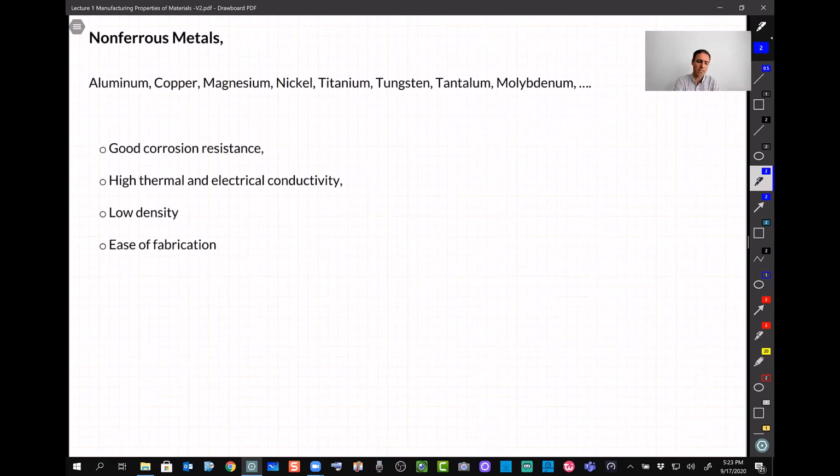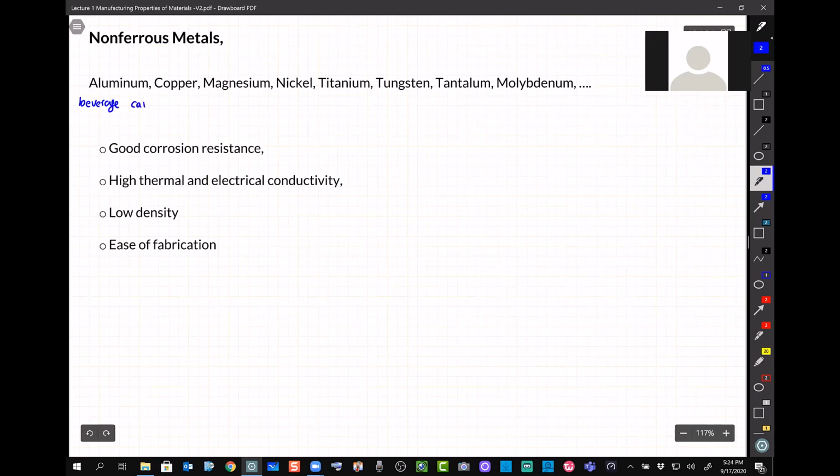The second category is non-ferrous metals. And there are a variety of non-ferrous metals, such as aluminum, copper, and you name it, titanium, tungsten, tantalum, and so on. Their application depends on their property. For example, aluminum has a lot of application. For example, we can mention beverage can, or something around 70 to 80% of airplane, particularly Airbus and Boeing, body is aluminum, which is a lot.